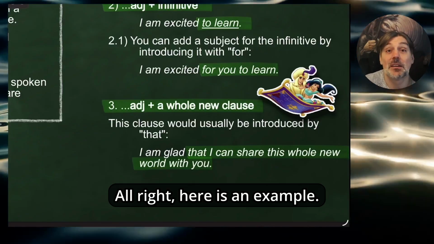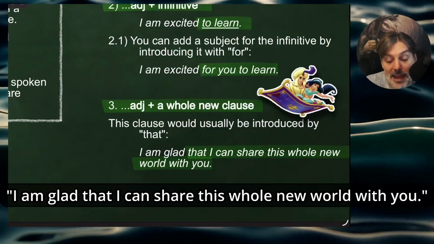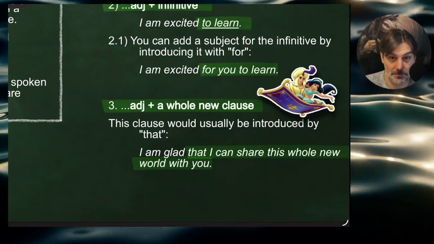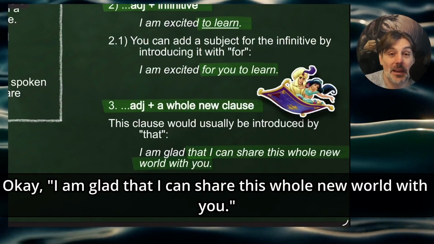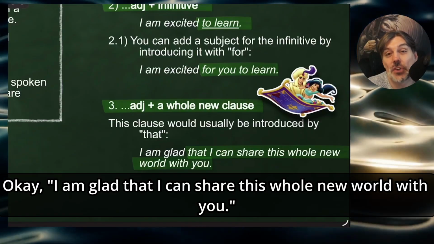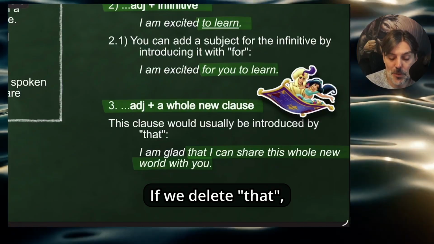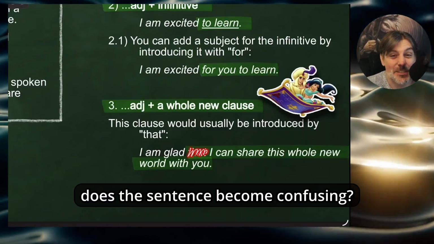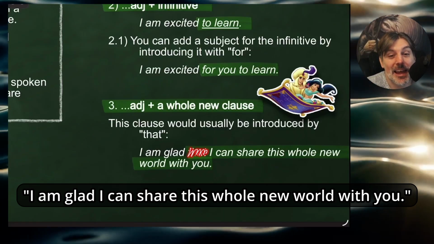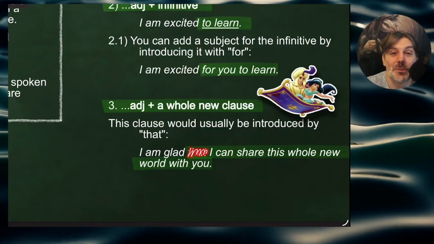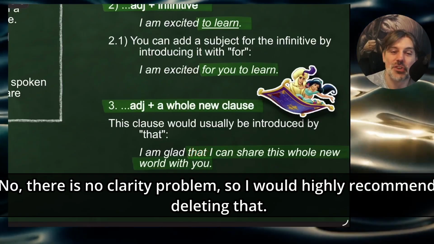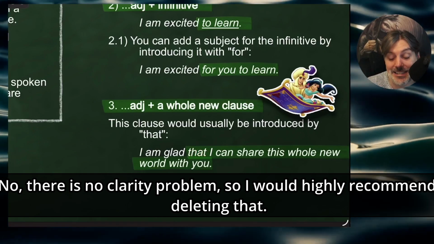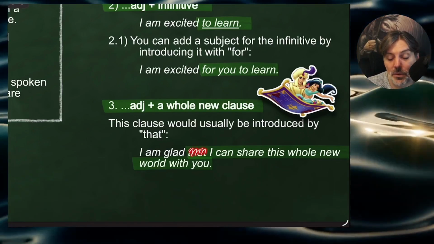All right, here is an example. I am glad that I can share this whole new world with you. Okay, I am glad that I can share this whole new world with you. If we delete that, does the sentence become confusing? I am glad I can share this whole new world with you. No, there's no clarity problem, so I would highly recommend deleting that.